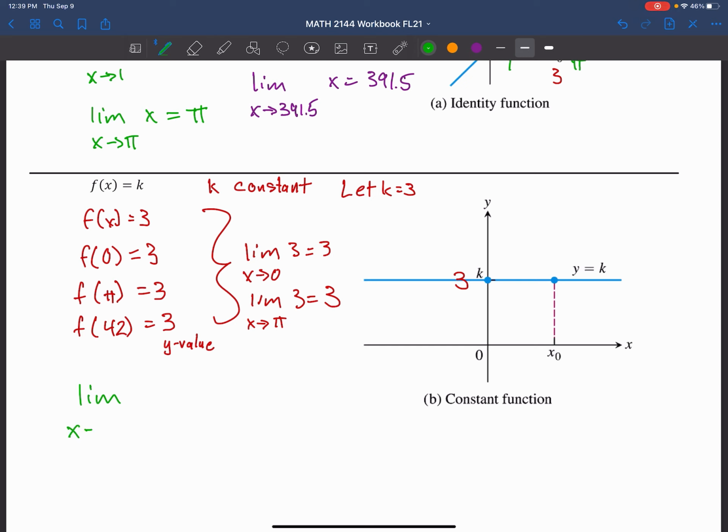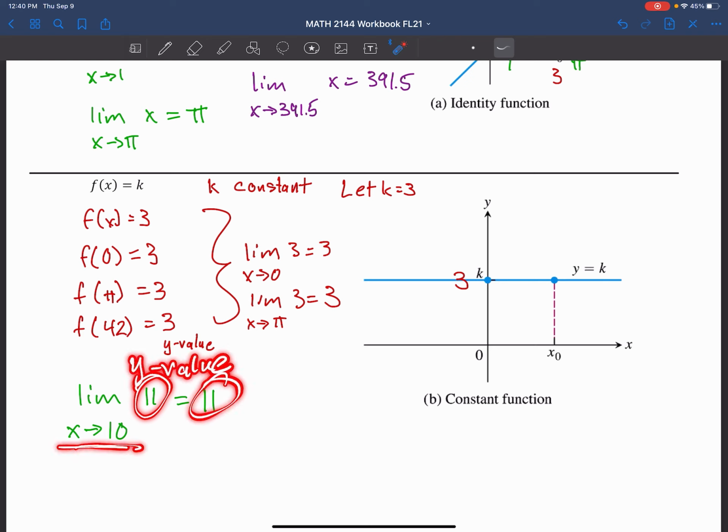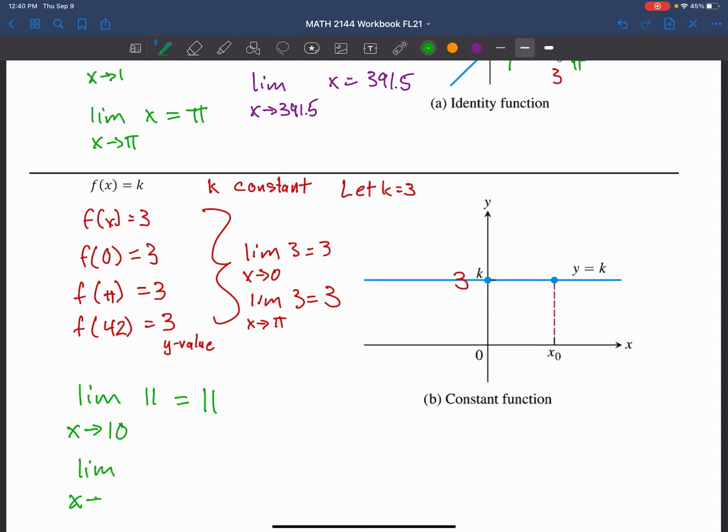Let's be careful. What is the limit as x approaches 10 of 11? How many think it's 10? How many think it's 11? Many of you are right. It is 11, because remember, this function right here is associated with the y values, and the limit is the y values. This x is the value we're approaching. So what about the limit as x approaches pi of the square root of 2? Square root of 2 is a constant. What is the limit right there? It's the square root of 2.